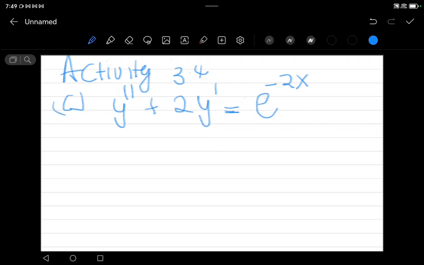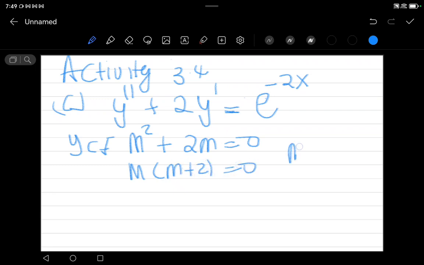Okay. So carry on, and remember the first thing we have to get is YCF. To get YCF, we focus wherever there's a prime. So we have y prime, so it's going to be m squared plus 2m equals 0, and then we solve for m.